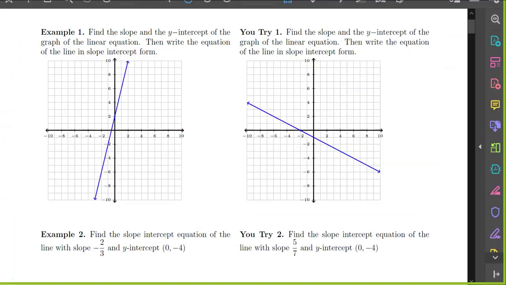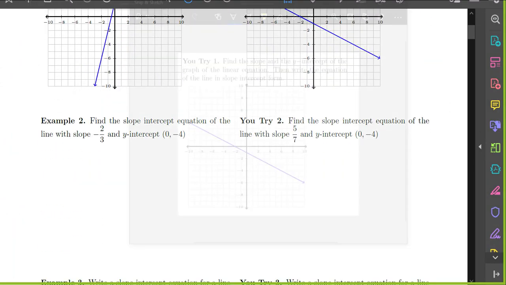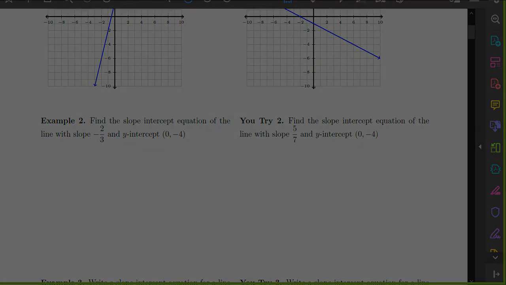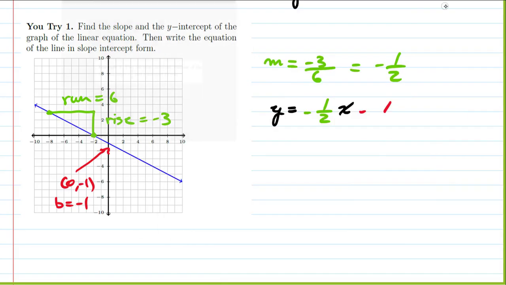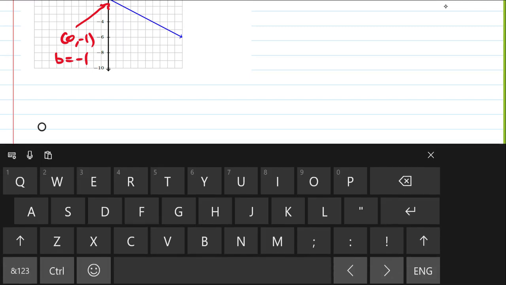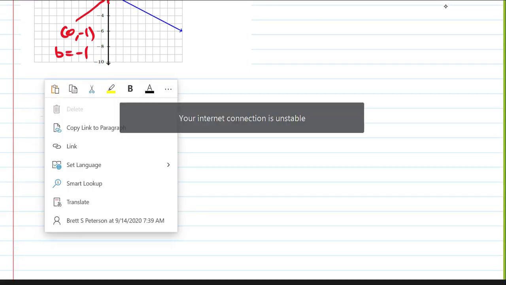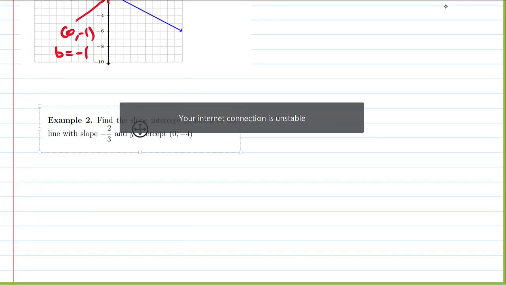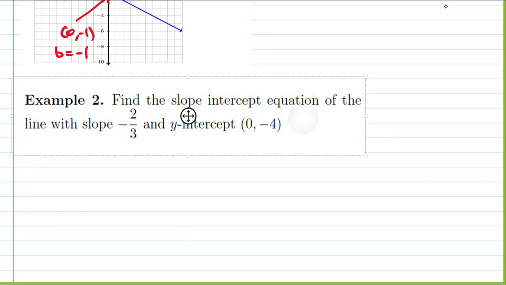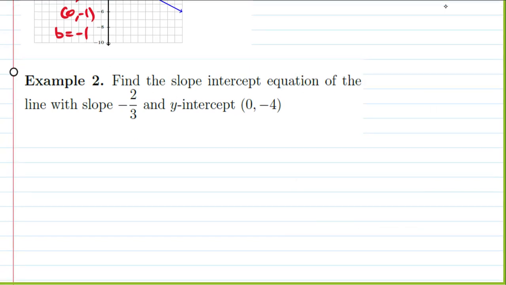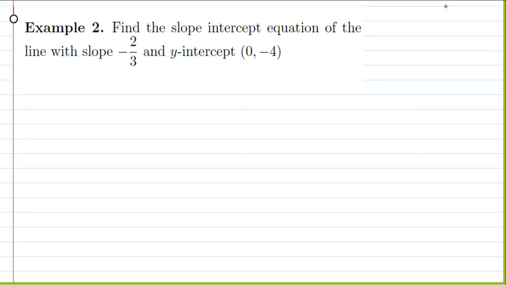All right. So doing the same thing, but this time instead of being given a graph, we're just explicitly given some values. We want to find the slope-intercept equation of the line with slope -2/3 and y-intercept (0, -4).